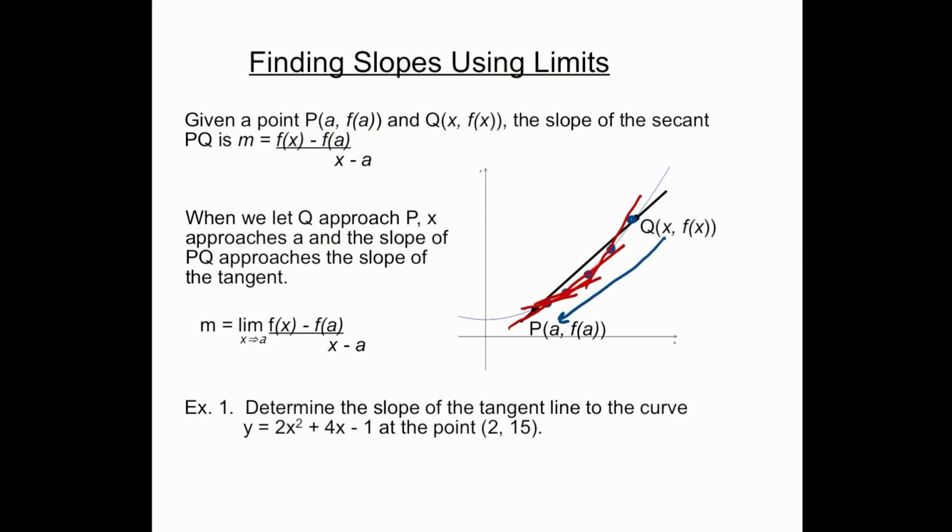So how do we write this? Well, we write it like this. The slope m is equal to the limit as x approaches a. So this x arrow a is as x approaches a. And then we have f of x minus f of a over x minus a. Just our regular y2 minus y1 over x2 minus x1.